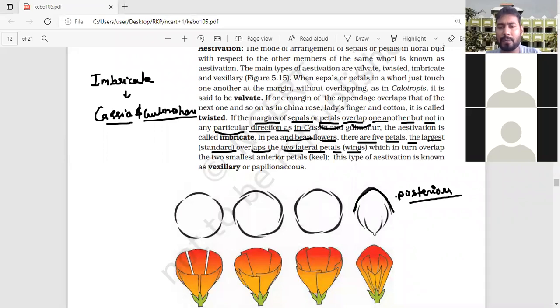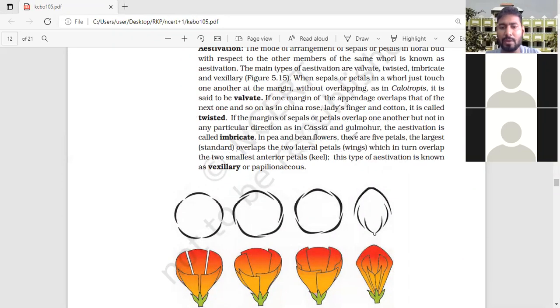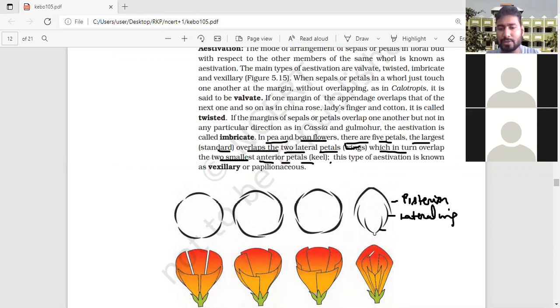Now, in the case of the pea and bean flower, pea means Fabaceae or Papilionaceae, family Leguminosae. In the bean flower, there are 5 petals. The largest, the standard, overlaps the 2 lateral wings. So the largest is the standard and it is posterior. There are 2 lateral wings, which in turn overlap the 2 smallest anterior petals.